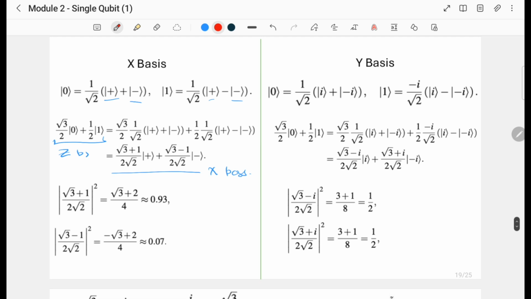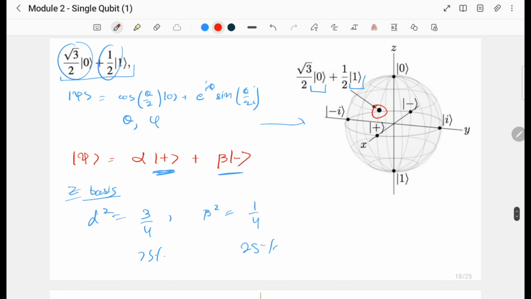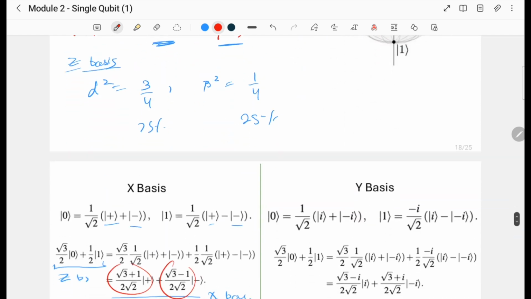Then we can simply take the amplitudes alpha and beta and we obtain these values. Simple. And now you see the probability here: it's about 93% for the plus state and 7% for the minus state. This is quite evident from here as well. If you see, this is quite near the plus state, more than the minus state. So it's easier for it to just be here than here. Okay, so this is quite evident.